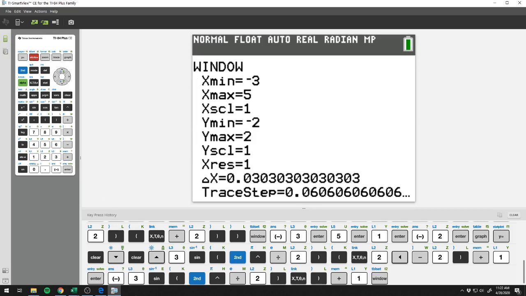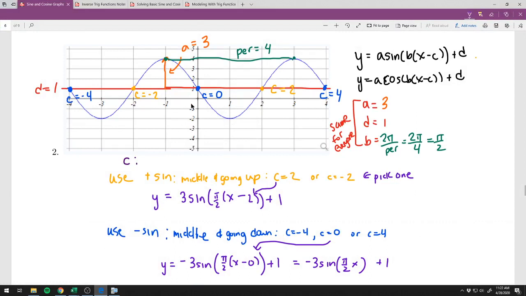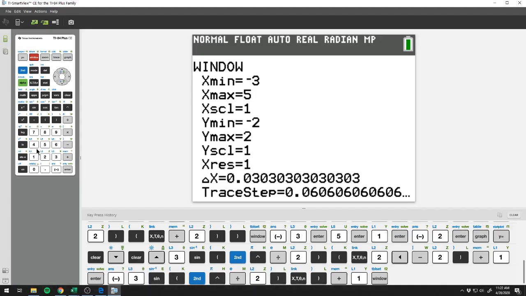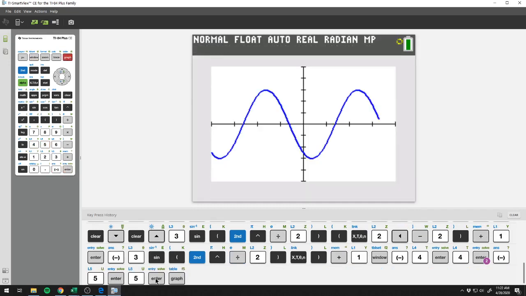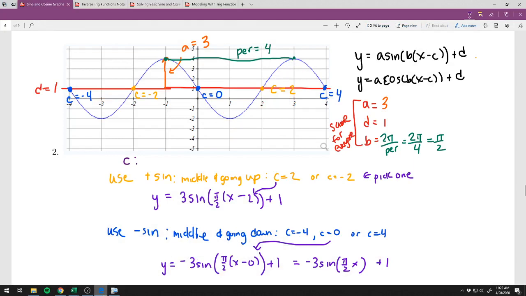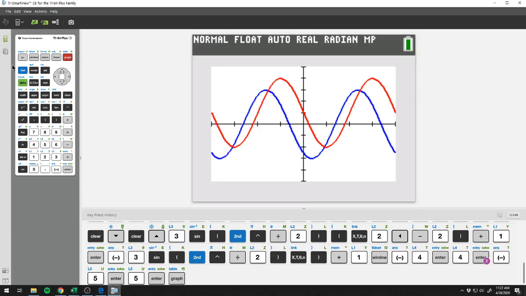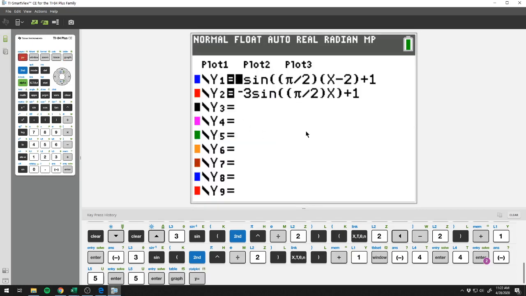Right, but I want to make the window the same as the graph, that way it's easy to compare. So x is going from negative 4 to 4 with a scale of 1. Y was going from negative 5 to 5 with a scale of 1. And then we graph. And I think I messed up a number here. Did I mess up a number here?